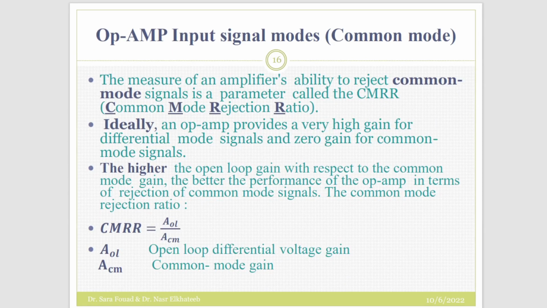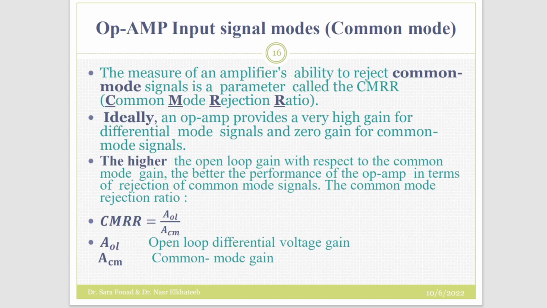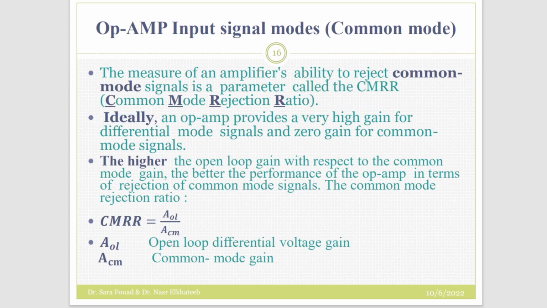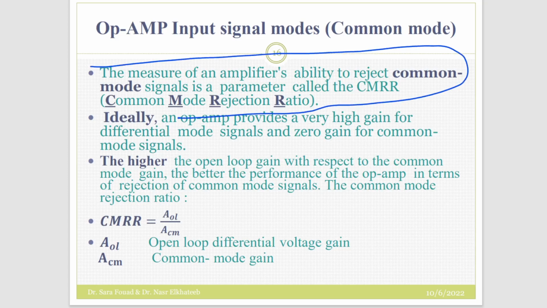The op amp input signal modes. We have talked about the common mode, so we are going to continue talking about this mode. The measure of an amplifier's ability to reject common mode signals is a parameter called CMRR, the common mode rejection ratio. The common mode rejection ratio is the parameter that we use to cancel the noise that we do not need.